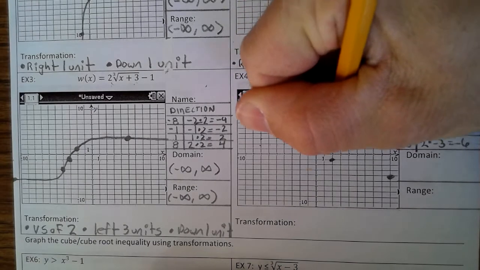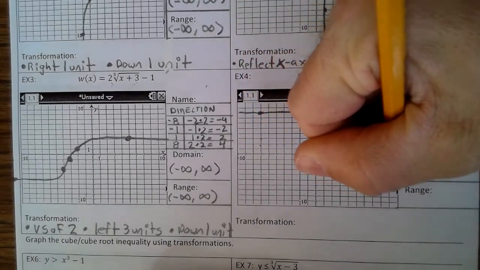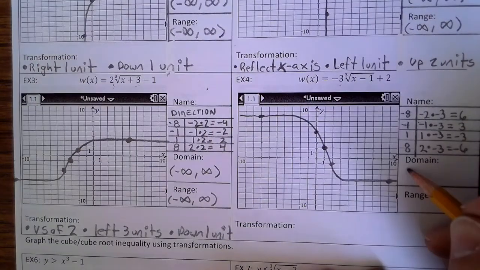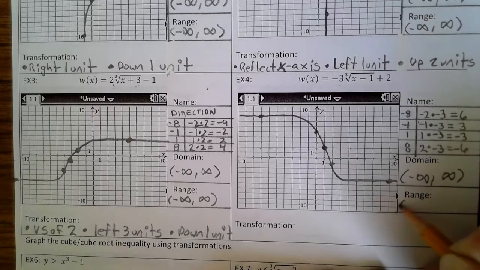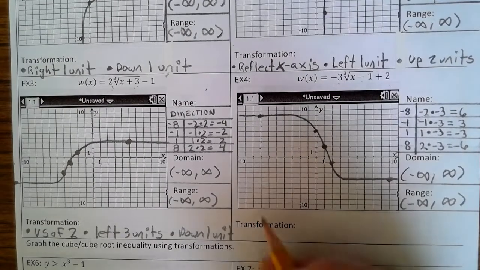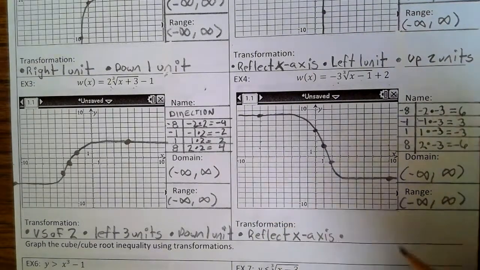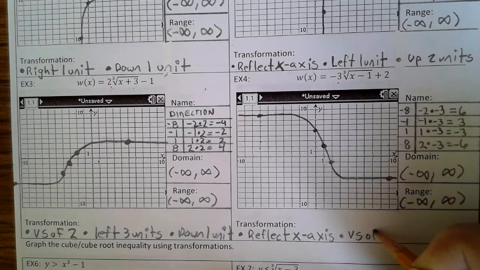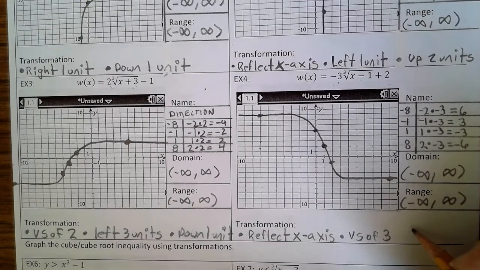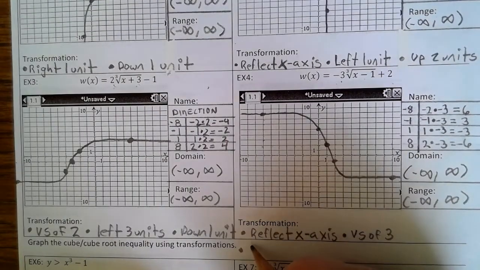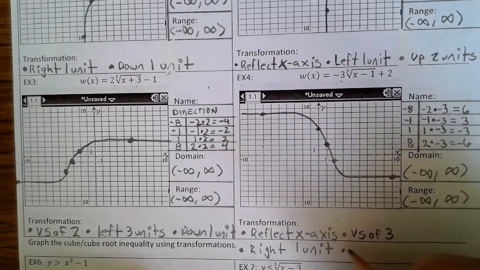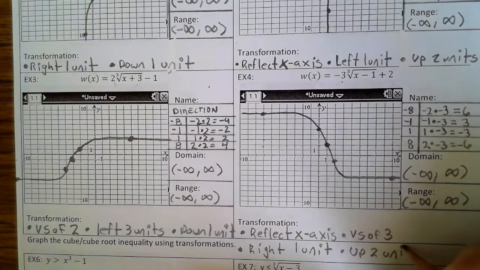Okay. Domain and range are easy. Negative infinity to positive infinity. Negative infinity to positive infinity. All right, transformations, I count 1, 2, 3, 4. So reflect x axis, vertical stretch of 3, right 1 unit, and up 2 units. Okay, go ahead and finish up example 3 and 4.